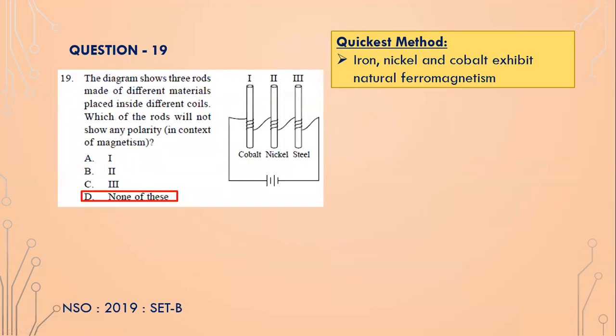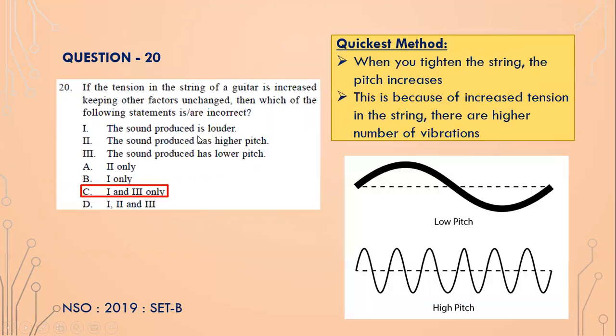The diagram shows 3 rods made of different materials placed inside different coils. Which of the rods will not show any polarity? So cobalt, nickel, and steel all exhibit natural ferromagnetism. They all are naturally ferromagnetic, isn't it? So they will all exhibit polarity. They will all have induced magnetism, isn't it? Because they are naturally ferromagnetic.